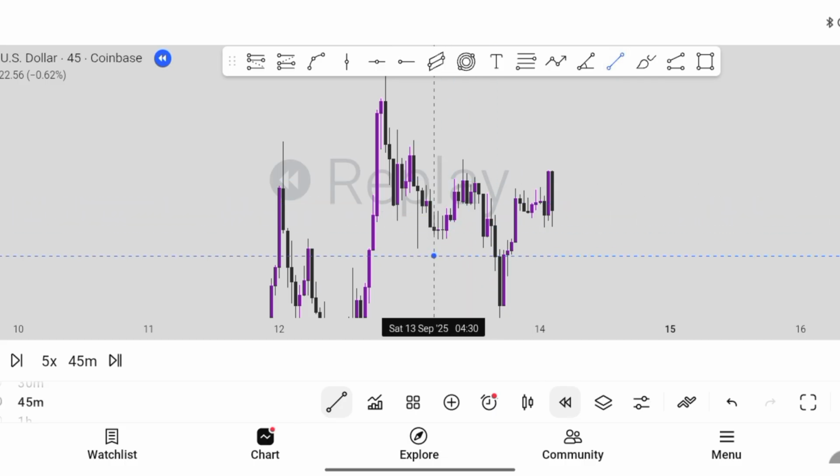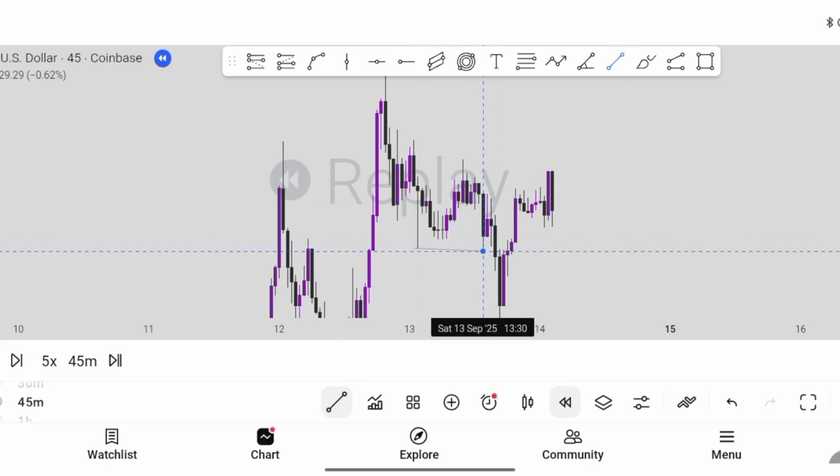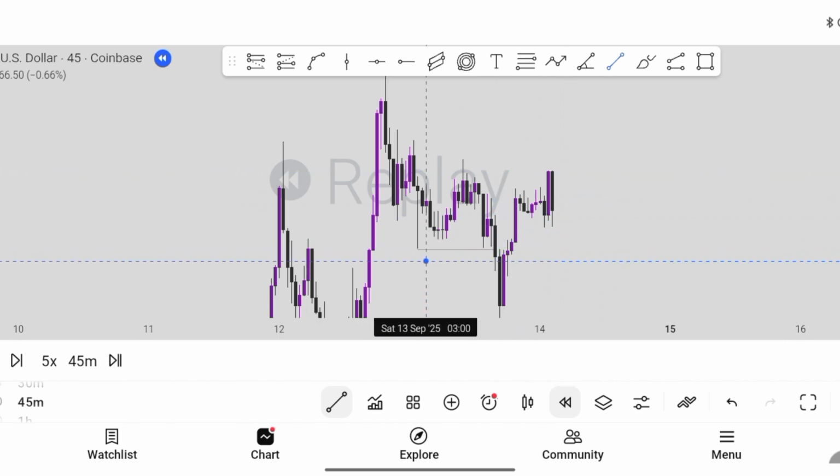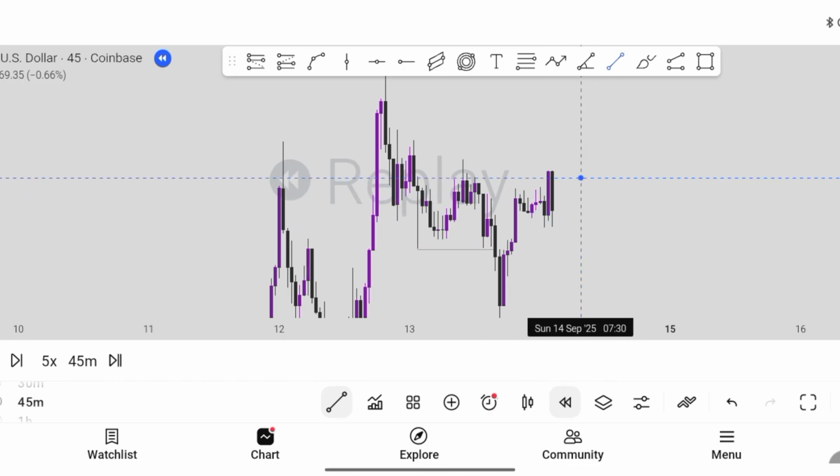You can see that we have this break of structure here to the downside. Every break of structure signifies a trend continuation in the direction that the market breaks to. So since we have this break of structure to the downside, it definitely means we're expecting this market to continue pushing lower.